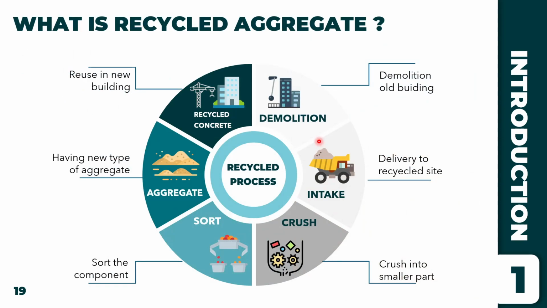We are able to turn the construction waste into a new type of aggregate, which can be used in new technologies. The construction waste comes from demolition work, and we deliver it to the recycling site. We crush it into smaller pieces and sort them to have a homogeneous material. After this step, we have a new type of aggregate, a new type of material, which is ready to use in recycled concrete.